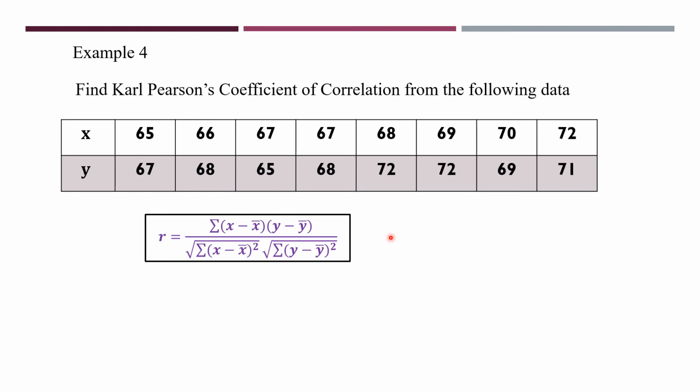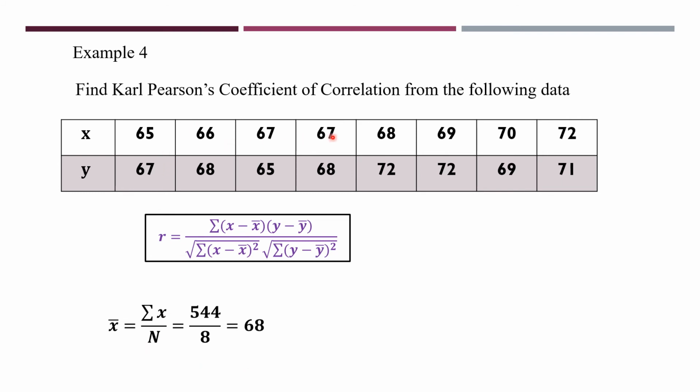Same way, one more problem using the actual mean method. Again, we require x bar and y bar. X bar is the mean of x, y bar is the mean of y. Again, calculating x bar and y bar. So x bar will become summation x, adding all the values of x, divided by the total number.